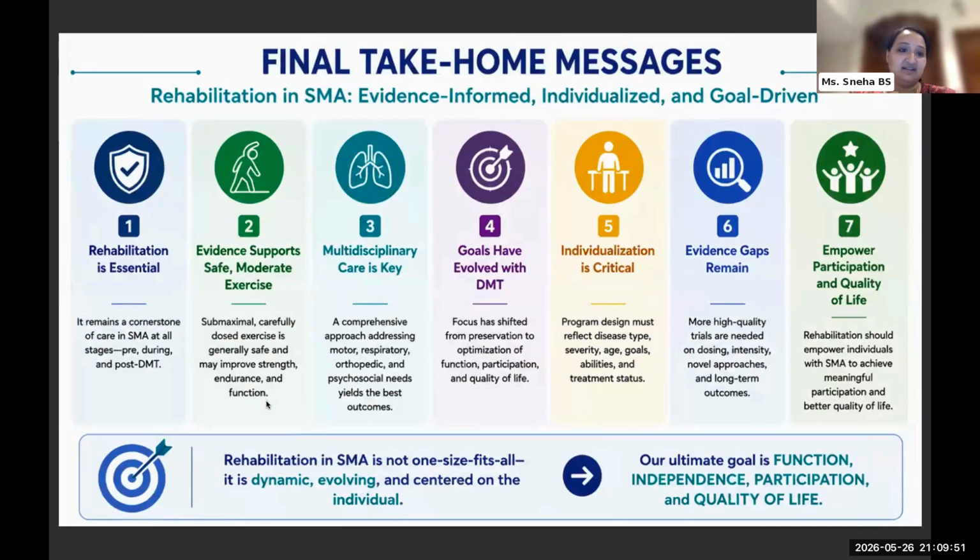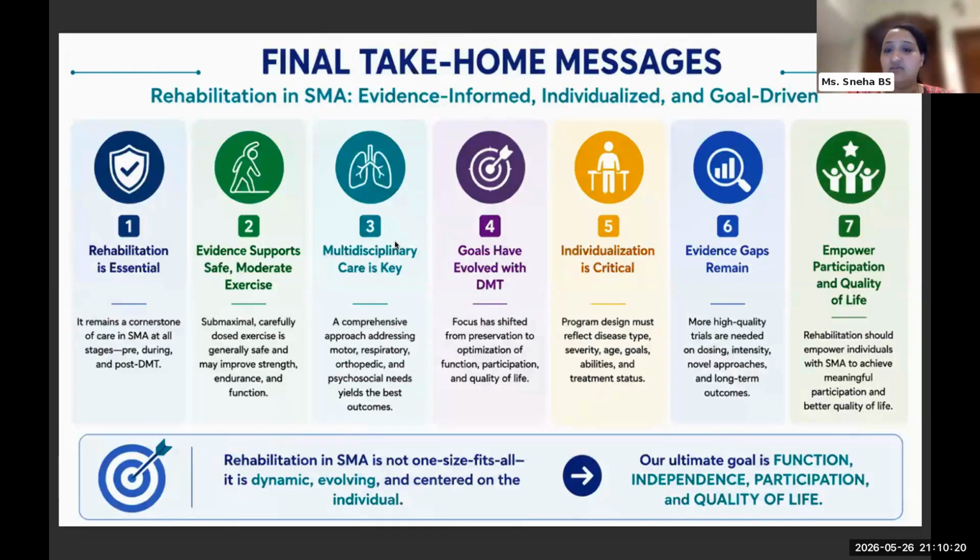So finally, take home messages. Rehabilitation is essential pre and post DMTs. Evidence supports moderate exercises. Multidisciplinary is a key. We cannot do things on our own. We need speech therapists. We need orthotic support. We need orthopedic support. Back and forth from clinical neurologist. So whoever, the entire multidisciplinary team, we have to have a discussion always.